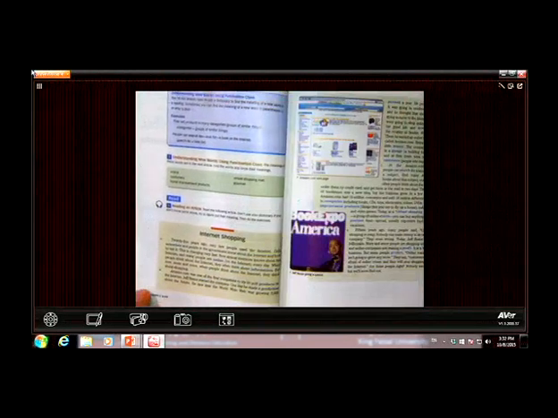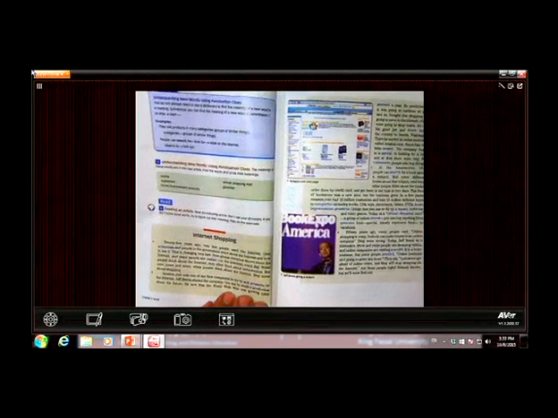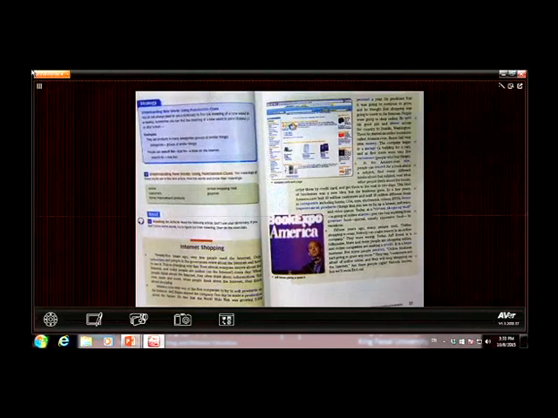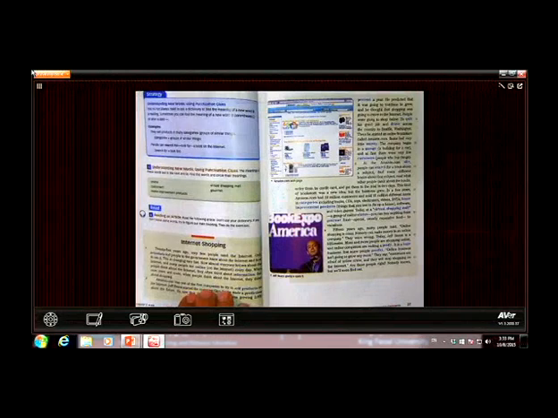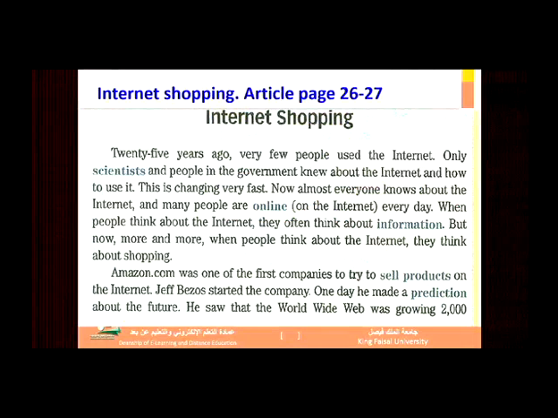So okay, I'm going to read this very quickly. It is already there on the slides, but just for those who want to make sure where this article is in the book, it is on page 27. Okay, so we have a copy of this article here.